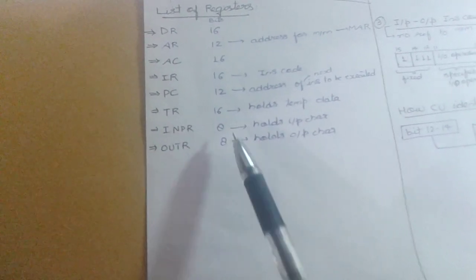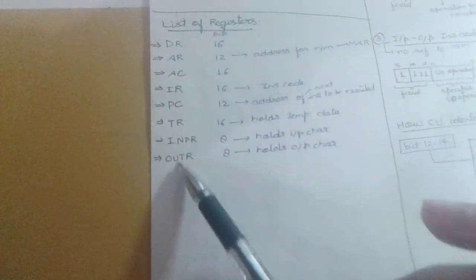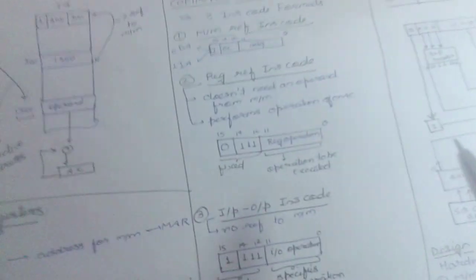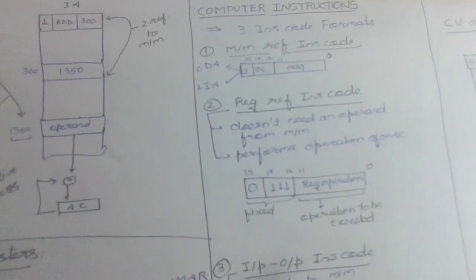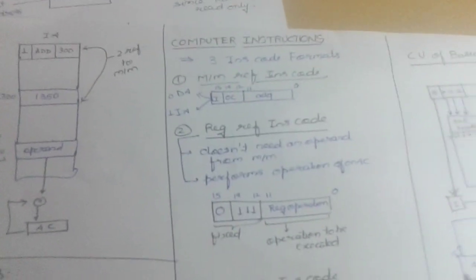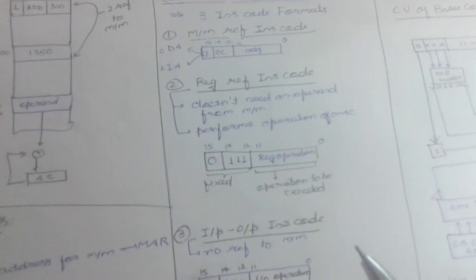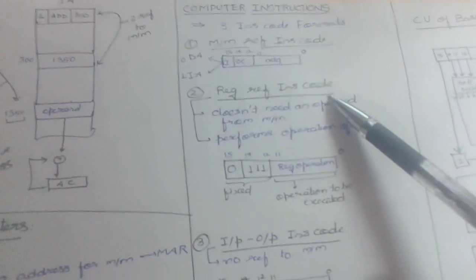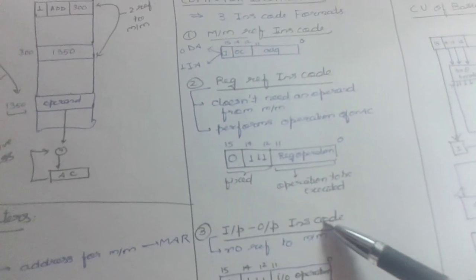Input R and output R, which are of 8 bits. These are the basic registers present in a computer. Now, talking about instructions, we basically divide the instruction code into 3 basic parts. One is memory reference instruction, second is register reference instruction, third is input output instruction code.